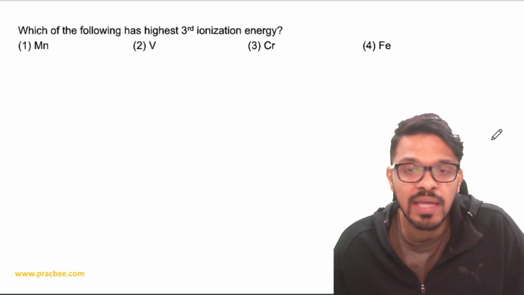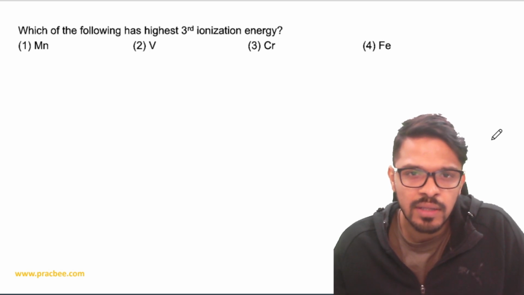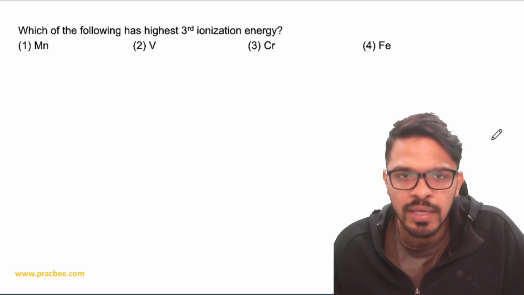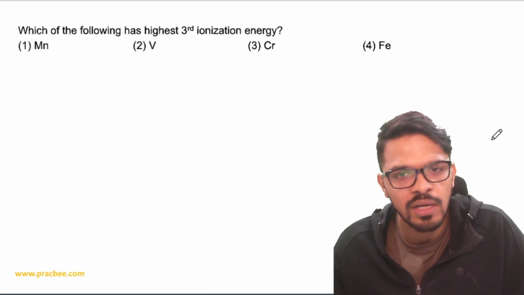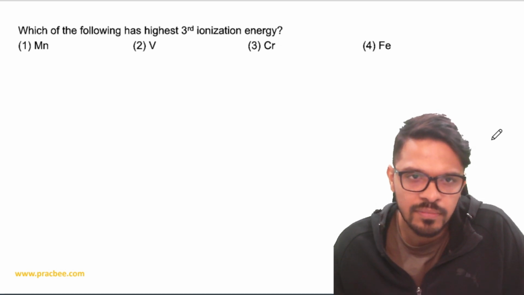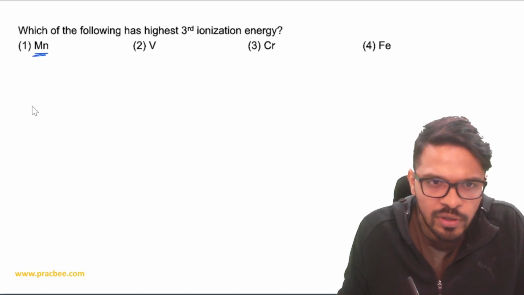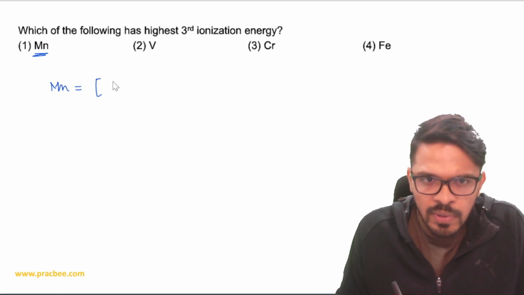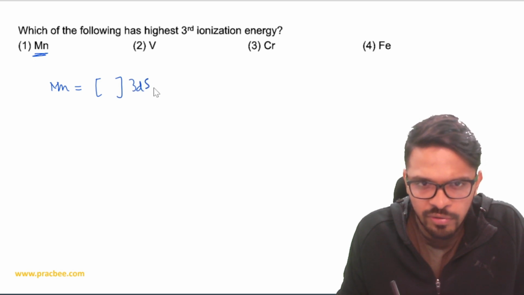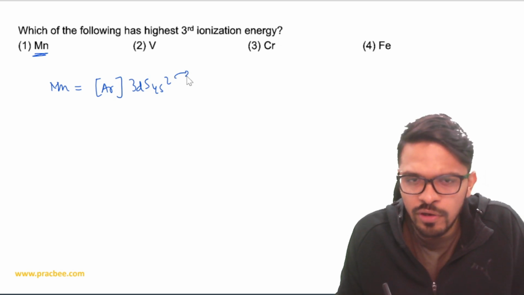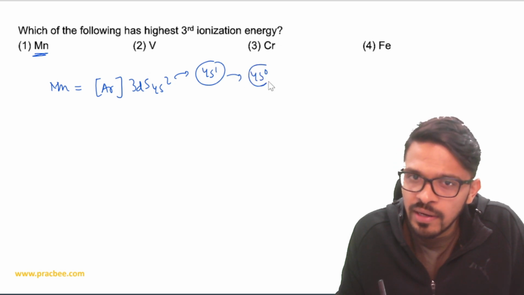Next, which of the following has the highest third ionization energy? That means it is easy for us to remove the 2 electrons, but when we remove the third electron, either we are removing it from a fully filled subshell or fully filled shell, or we are removing it from a half filled subshell, right? So if we talk about Mn, it is the inert gas, then we have 3d5 4s2. Inert gases are gone, by the way. It is easy for us to remove the first electron, we'll get 4s1. It is again easy to remove the second electron.